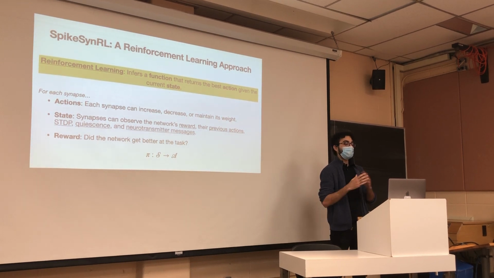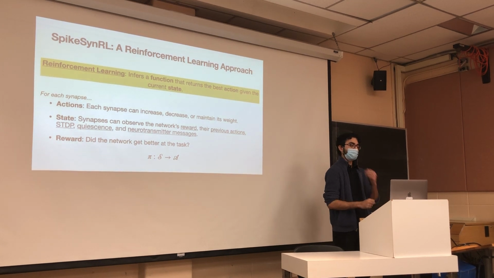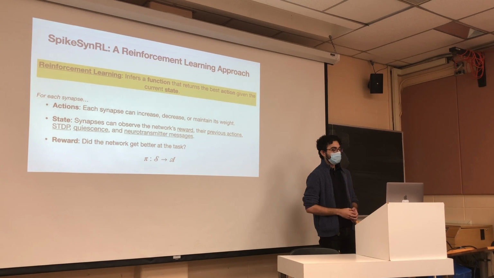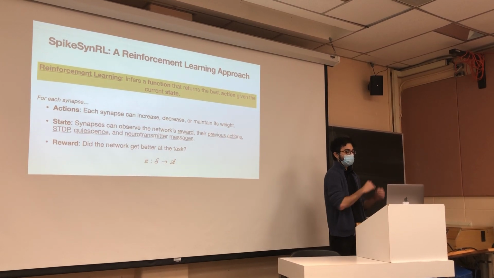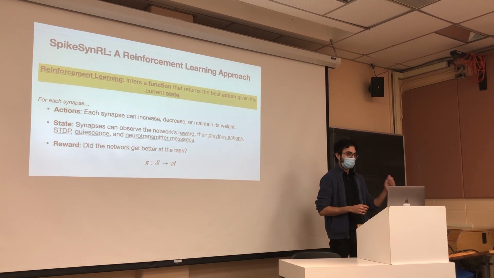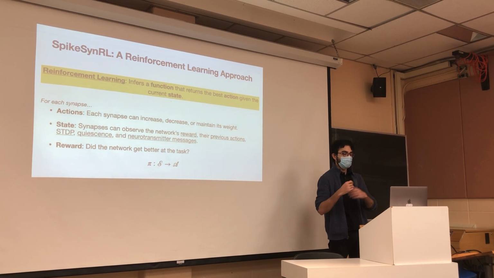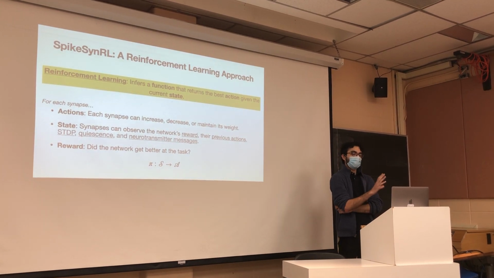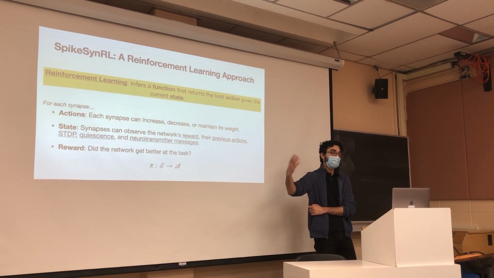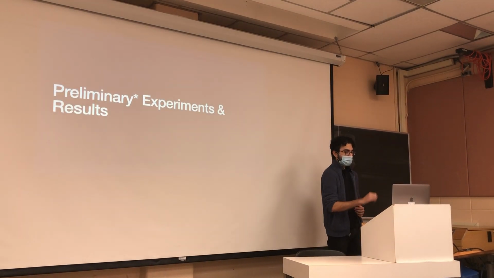And so in this case, each synapse is a reinforcement learning agent executing and learning the same policy, where it can either increase, decrease, or maintain its weight. Its state includes observations of the network-level reward, as well as its previous actions, maybe some other variables related to STDP, as we discussed, quiescence, just whether or not neurons around it are firing, and some neurotransmitter messages. And the reward is just whether it got better or worse at the task. And the goal is to learn this function pi, this policy, this rule set, that says, okay, given this state, the best action is this. And so that is the rough outline.